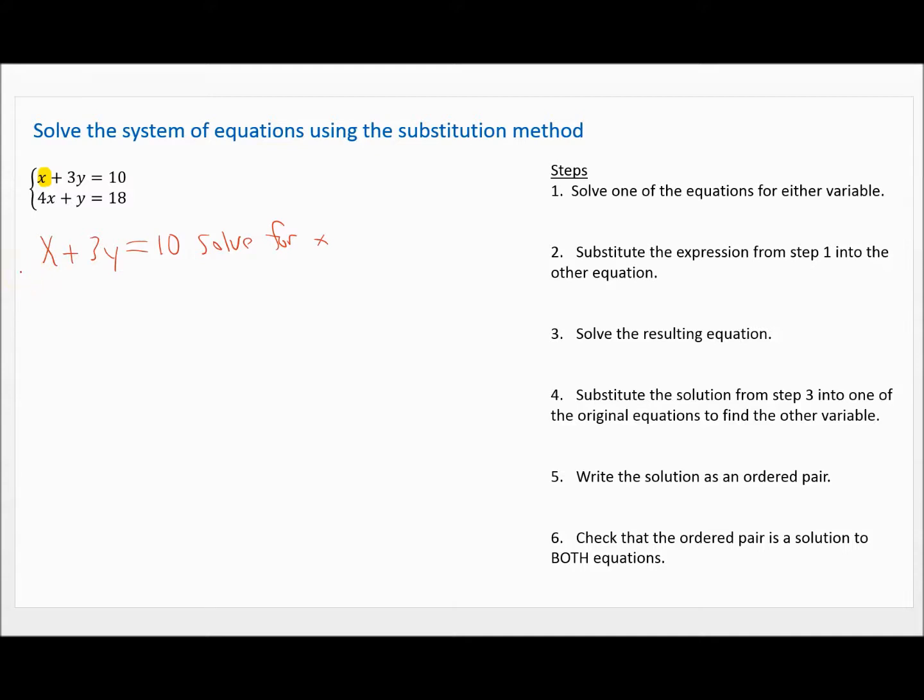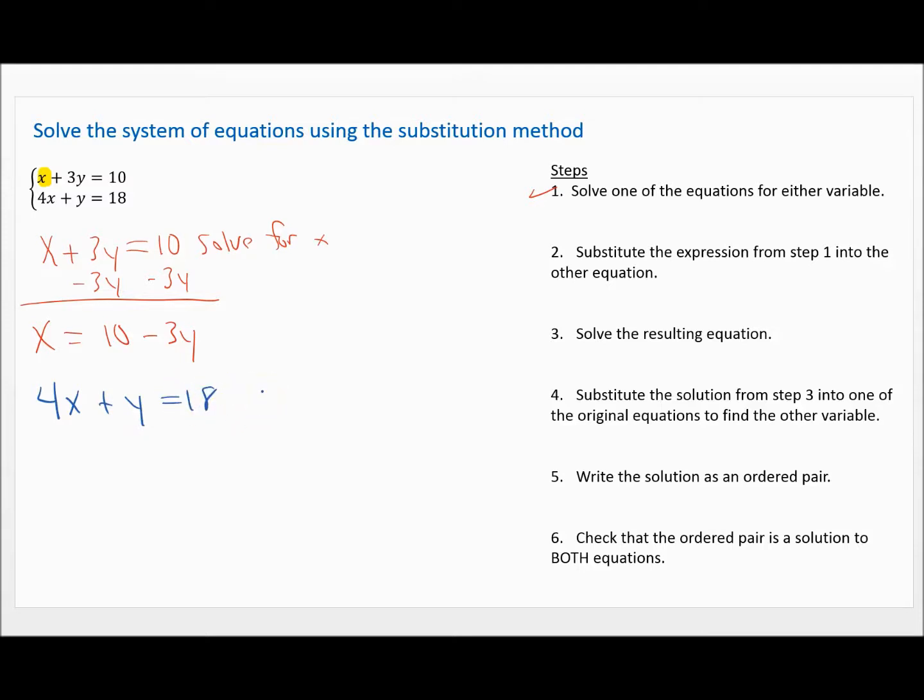Now, to solve, I have to get the x by itself, so I'm going to subtract 3y from both sides. That gives me x is equal to 10 minus 3y, or you can write that as negative 3y plus 10. So we've done step 1. Step 2, it says substitute the expression from step 1 into the other equation. Now what's the other equation? Well, that is your 4x plus y equals 18, so I'm going to write 4x plus y equals 18. I'm just writing it down.